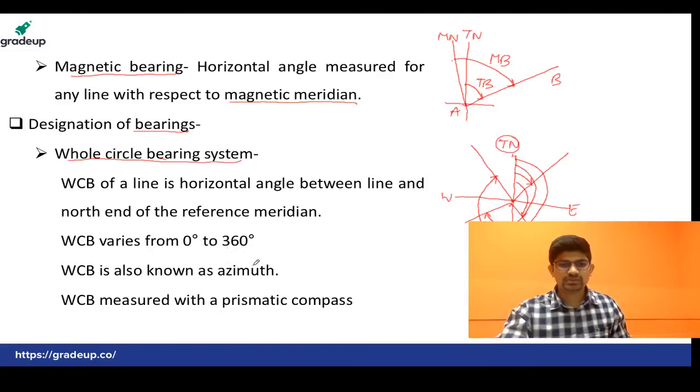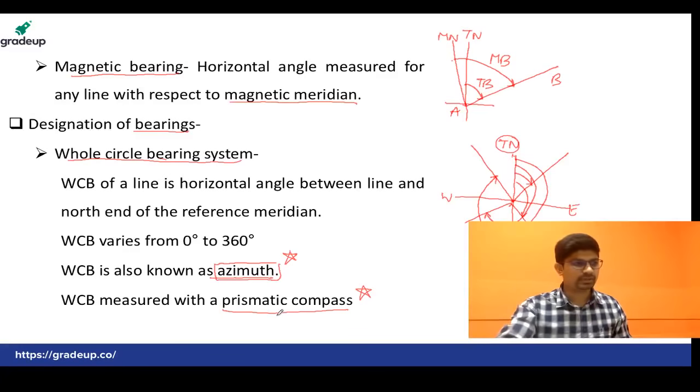WCB is also known as azimuth. Please remember this point from the examination point of view. WCB is measured with a prismatic compass. Later in this lecture, we'll discuss two types of compasses which are predominantly used: the prismatic compass and the surveyor compass. So WCB is measured with a prismatic compass. For now, just remember this point, that WCB is linked to the prismatic compass.